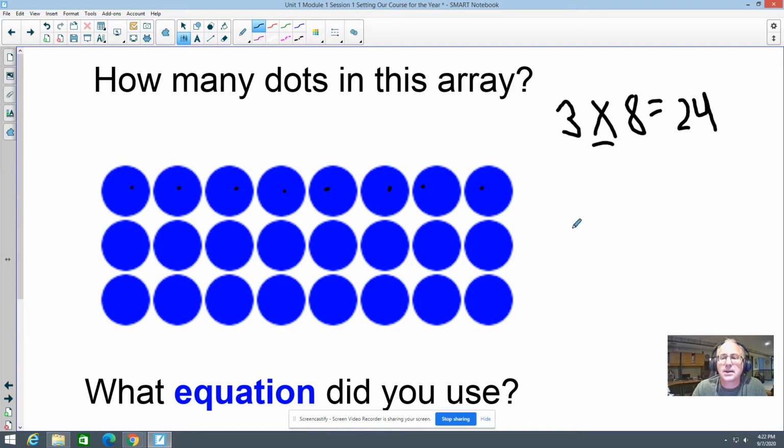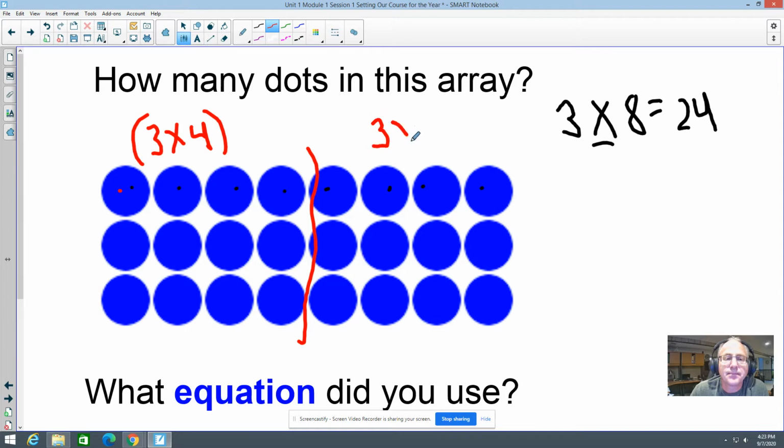So dots. If you can't remember your math facts as much, you could have just divided this right down the center a little bit and divided it into two different ones. You could have said, okay, we still have our three rows. This is three rows of four. We're going to put those in parentheses because we're doing this chunk first. This is another three rows of four.